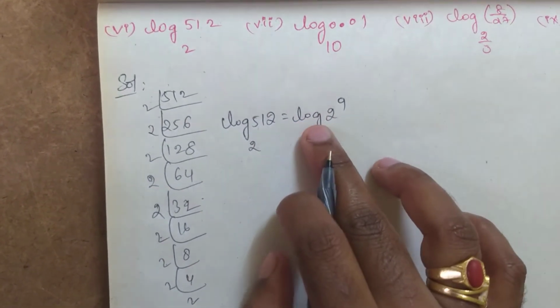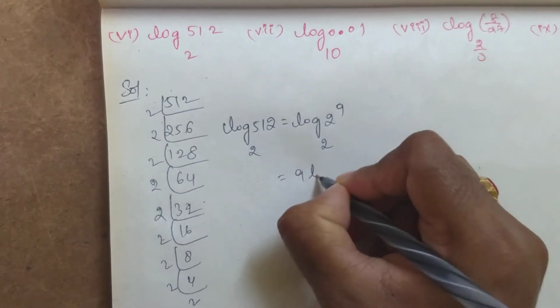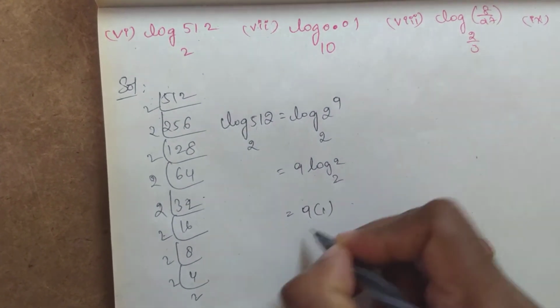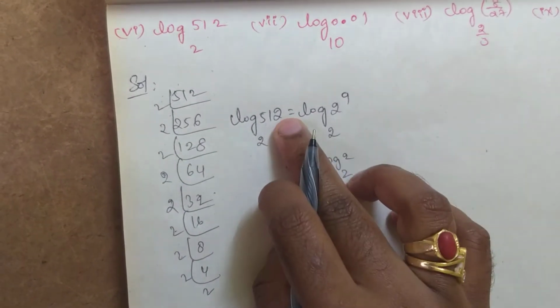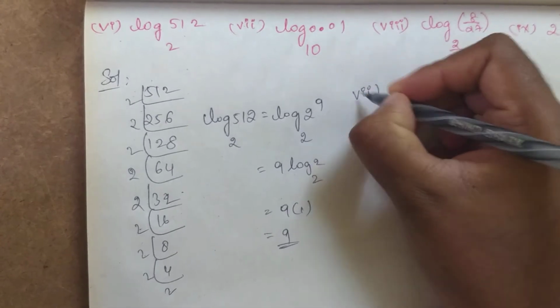So here this is in the form of log a power n, can be written as n log a, that is 9 log 2 base 2. Log 2 base 2 is 1. So 9 into 1, the answer will be 9. So for log 512 base 2, the answer is 9. Let's move on to the sub question 7.